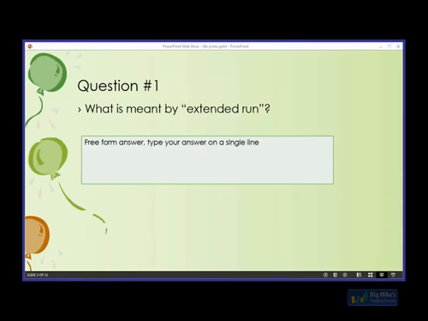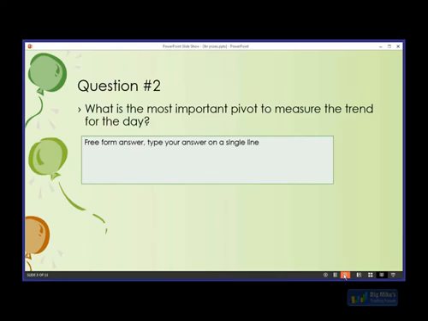Okay. Go into question 2. What is the most important pivot to measure the trend for the day? Opening price. Doug Schultz. Okay, congrats, Doug. I need your BMT username.